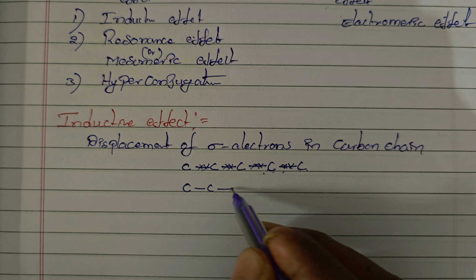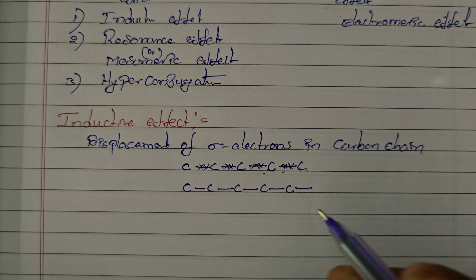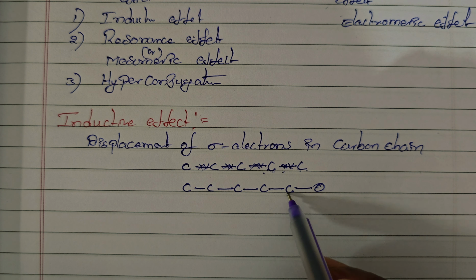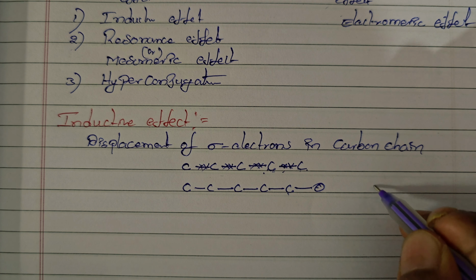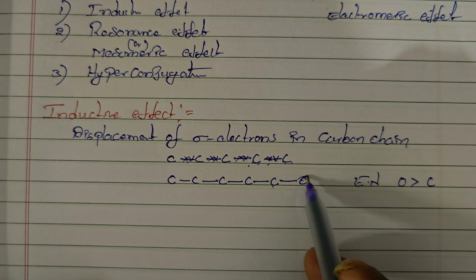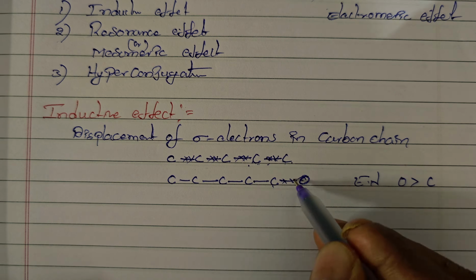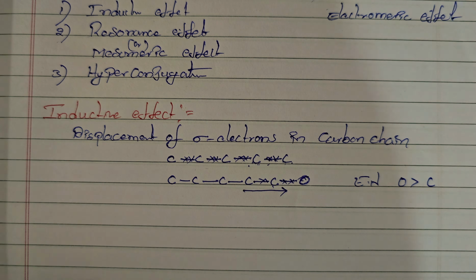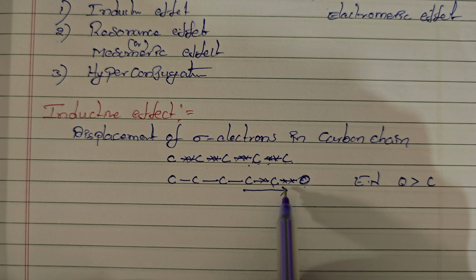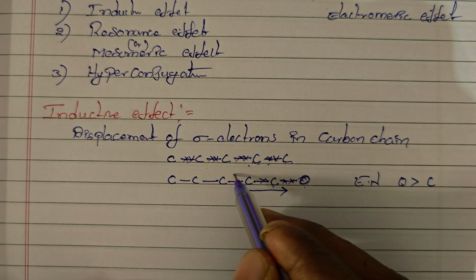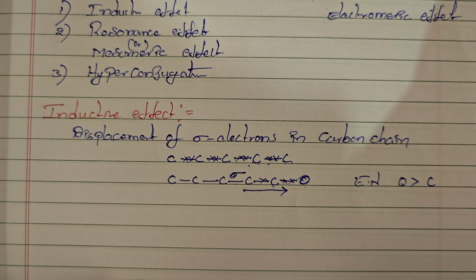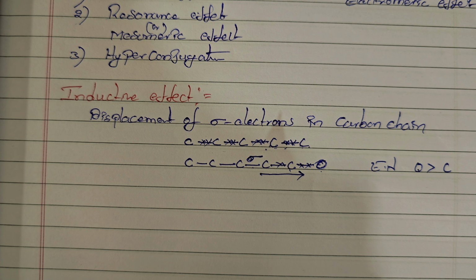Suppose this carbon chain is connected to a different electronegative atom compared to carbon. For example, oxygen is connected to the carbon chain. Carbon and oxygen, which is the more electronegative element? Oxygen is more electronegative compared to carbon. So due to its more electronegative nature, the bonding electrons move towards the oxygen direction. The bonding electrons moving towards the oxygen means which electrons? These are sigma electrons. Displacement of sigma electrons in the carbon chain is called the inductive effect. Basically, that is a simple definition.